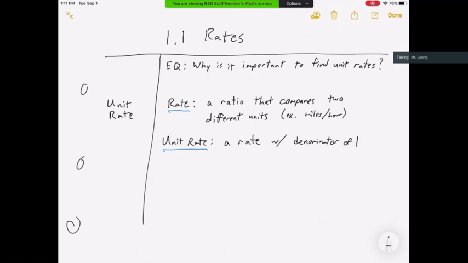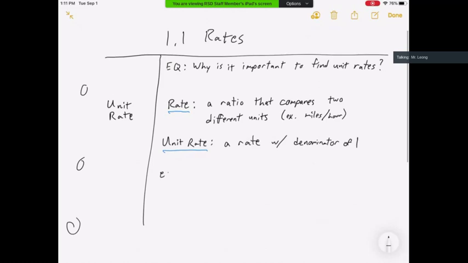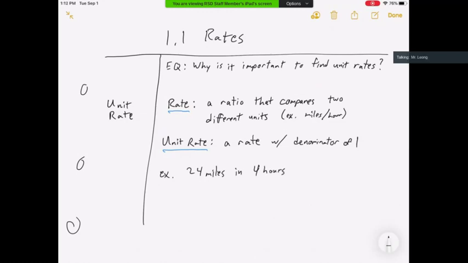Okay, let me do an example first. Don't write this down. So here's an example. Let's say that you were running a marathon and you ran the first 24 miles in 4 hours. Okay, this is a rate. Again, you don't have to write this down, just watch. This is a rate. Now, I want to turn it into a unit rate.